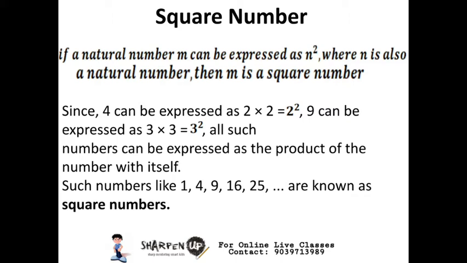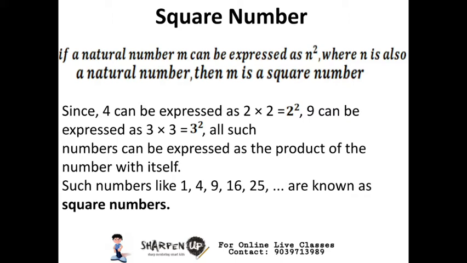For example, if we take 4 and factorize it, we can write 2 into 2. In our previous class, chapter exponents and powers, we learned that when we multiply and the bases are the same, the powers are added. So 2 into 2 can be written as 2 raised to the power 2, or simply 2 square.